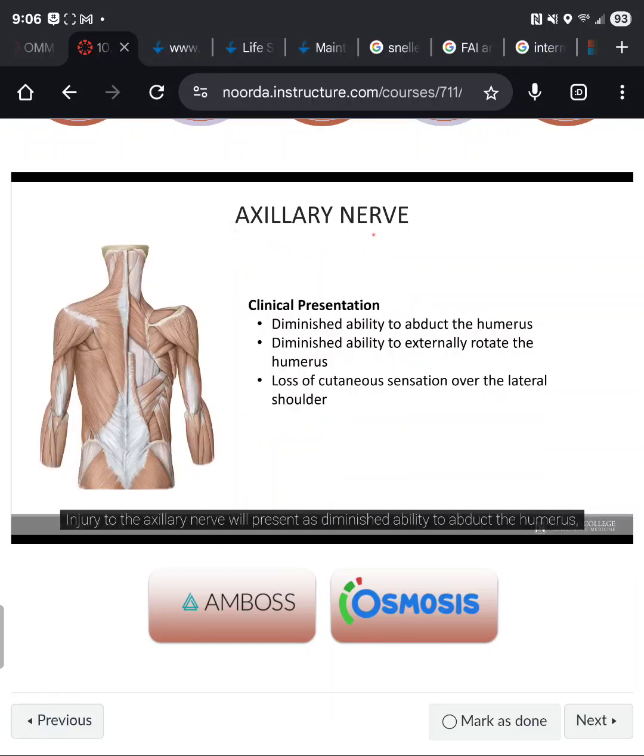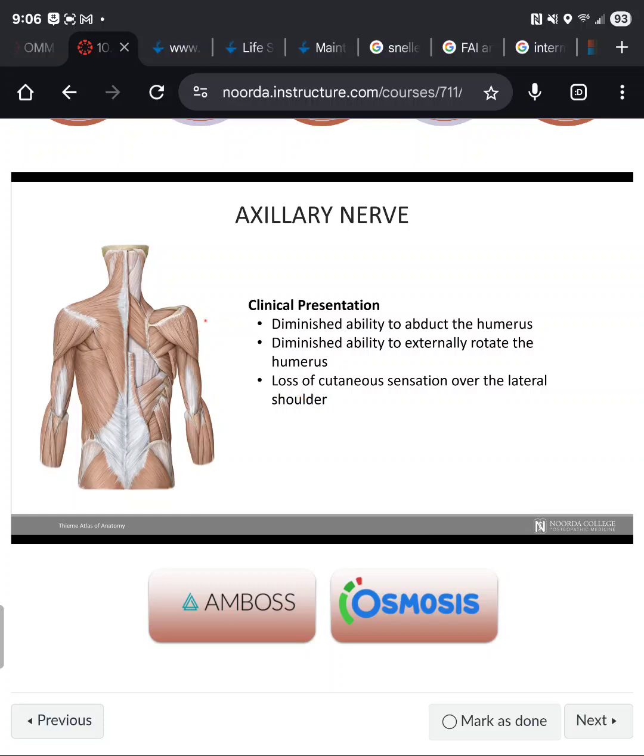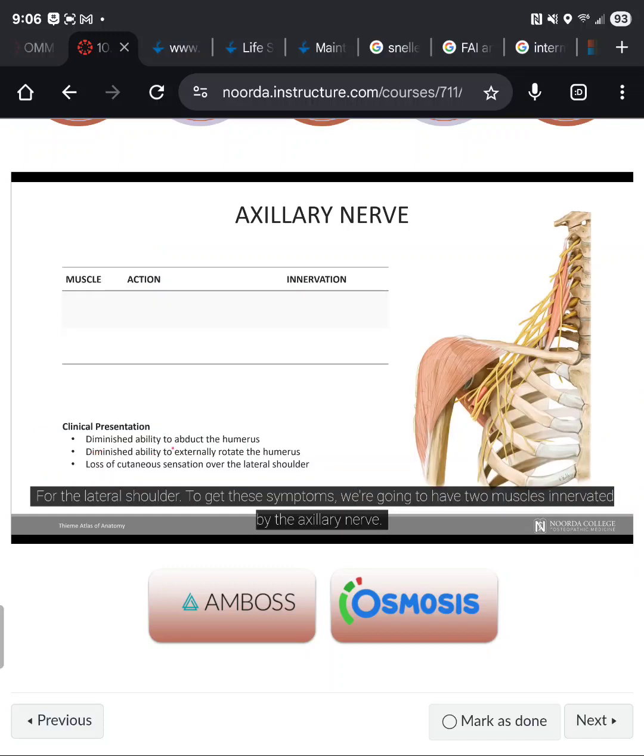Injury to the axillary nerve will present as diminished ability to abduct the humerus, diminished ability to externally rotate the humerus, and this one actually does some cutaneous sensation to the lateral shoulder, so a patient would have some cutaneous sensation loss over that portion of skin for the lateral shoulder. To get these symptoms, we're going to have 2 muscles innervated by the axillary nerve. We can see them here.